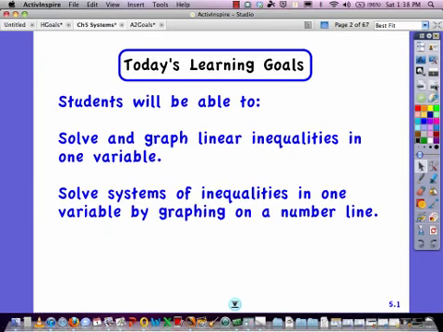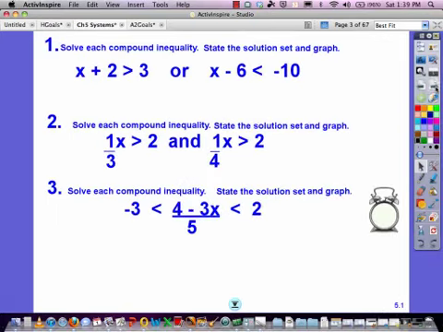You will learn in this first section to be able to solve and graph linear inequalities in one variable, solve systems of inequalities on a number line graph. So we're going to deal with inequalities and maybe equations, but let's start out. They look like all inequalities. So look at these three different ones, and we will be solving each one separately. Solve each compound inequality. So that's the key right there.